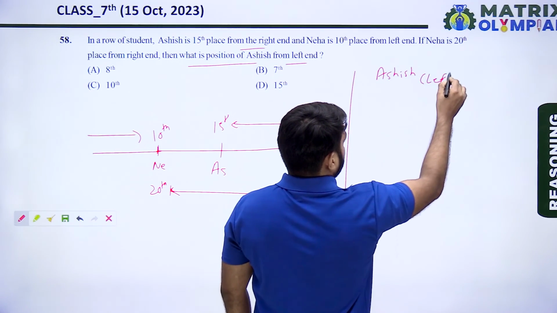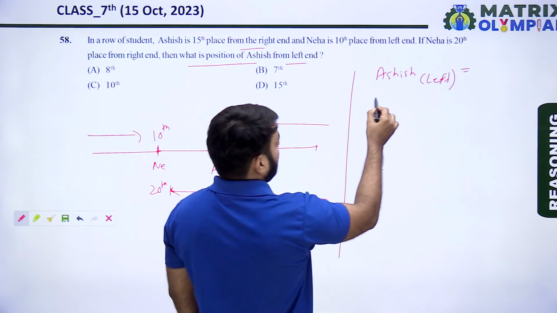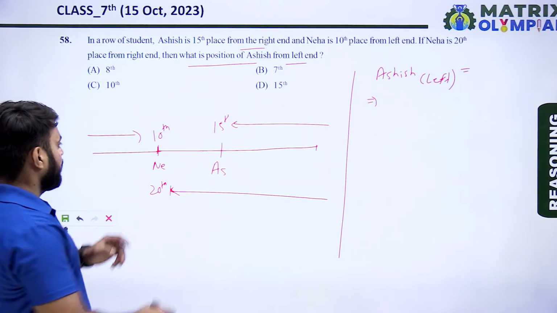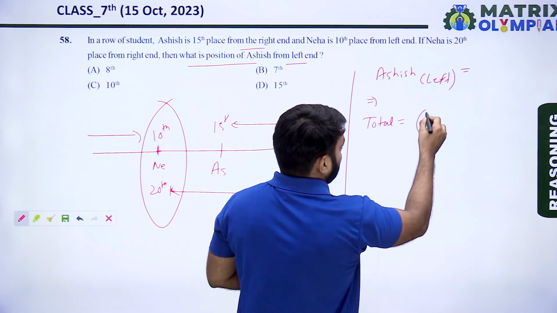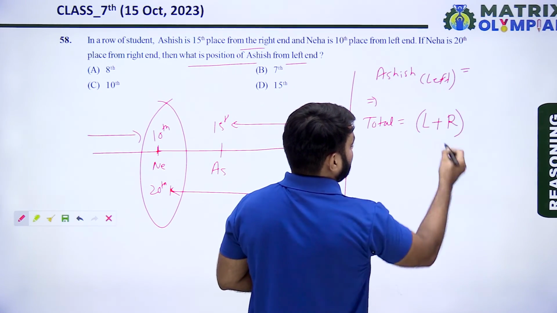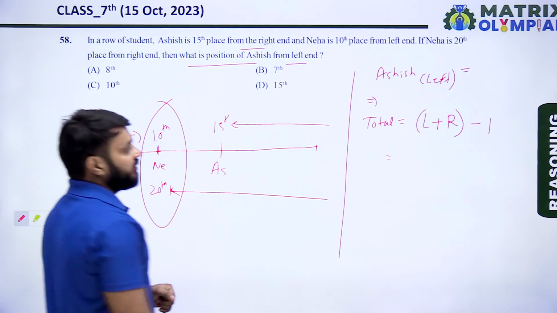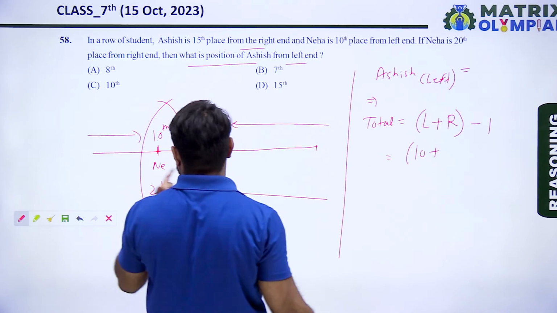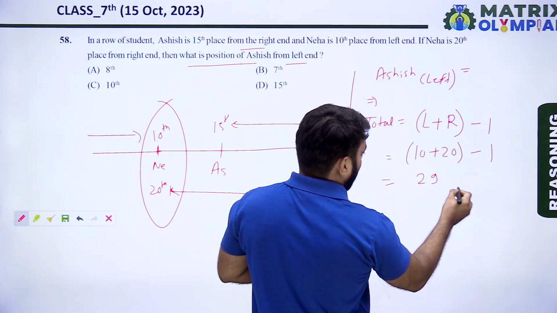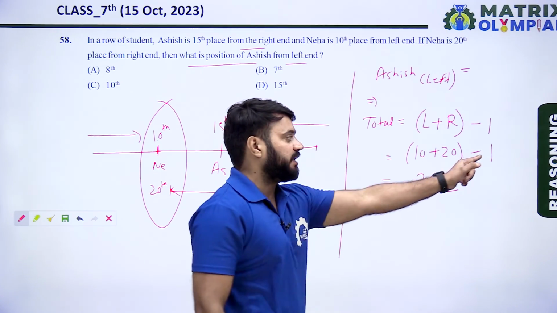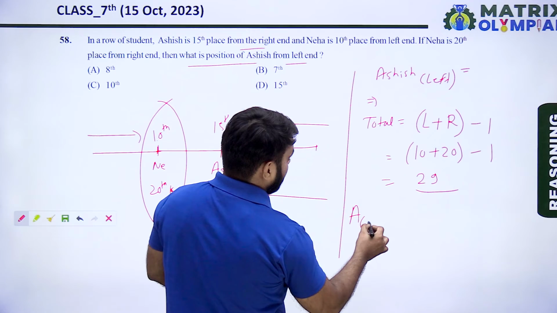from the left end. So first find the total persons in this row. So the formula is total is equals to left position plus right position of the same person minus 1. So Neha's left position is 10 plus Neha's right position is 20 minus 1. It means 29. 10 plus 20, it means 30 minus 1, it means 29. Okay, now find Ashish's position from the left end.